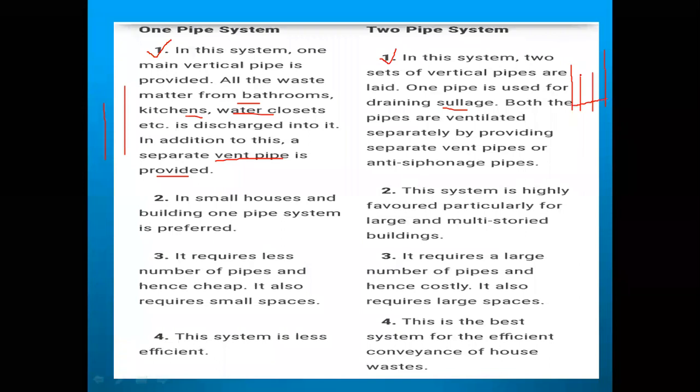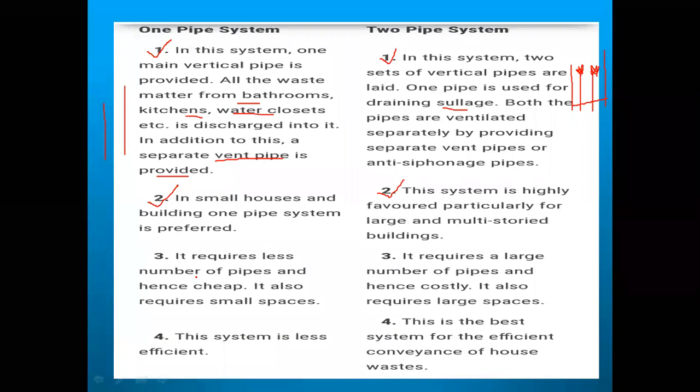Here what is happening? To this pipe, all the kitchen waste and all your bathroom waste can be connected. Here, only the soil waste is connected to this pipe. Next, in small houses and buildings, one pipe system is preferred. Where does it apply? Small houses, an independent house with one or two floors; in such cases this type of system is generally preferred. Whereas for multi-story buildings, the two pipe system is highly favored, particularly for large and multi-story buildings.